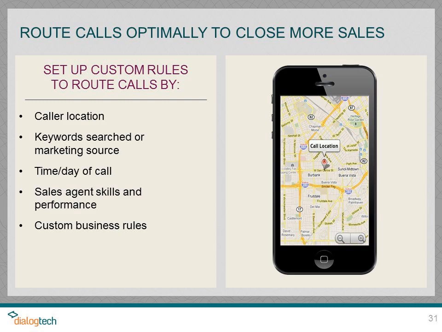So if some sales agents are better at closing sales than others, you can send more callers to the better performing agents so that they have a better chance of converting to revenue. No matter how you want to route calls, you can do that with the DialogTech for Mobile Marketing solution.